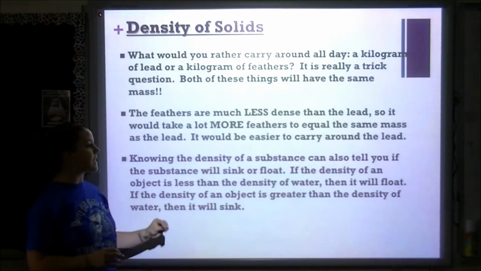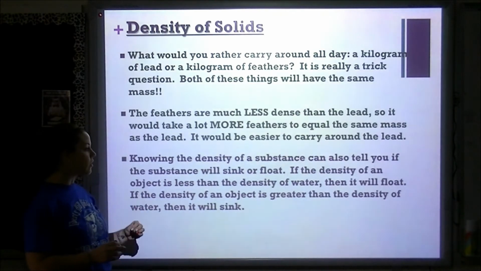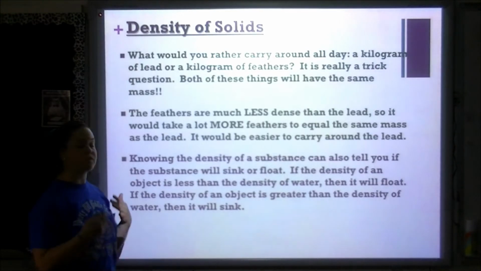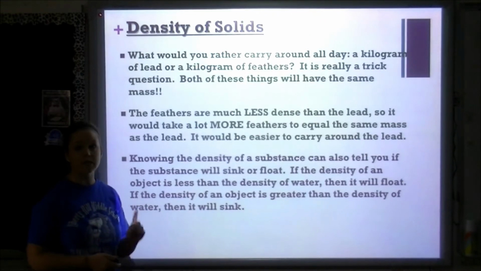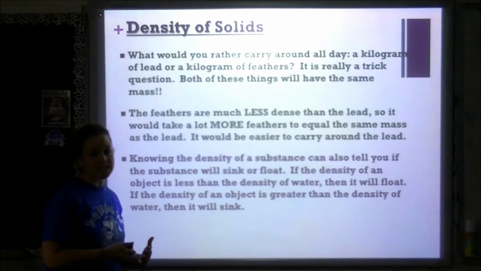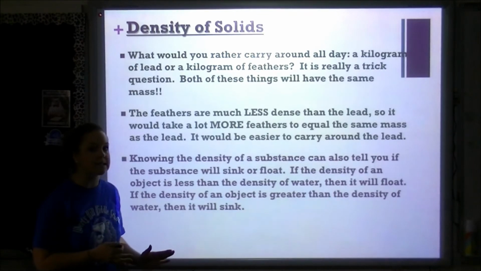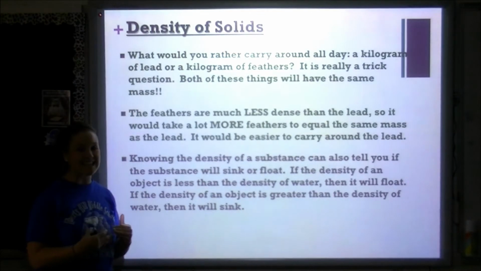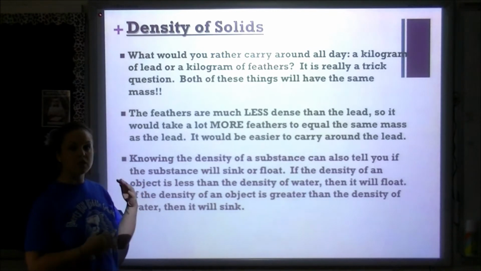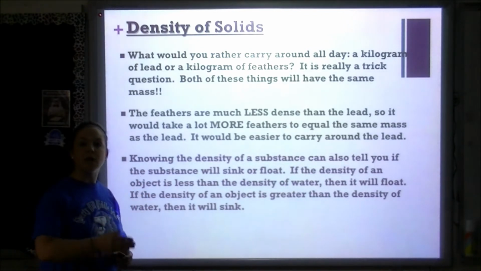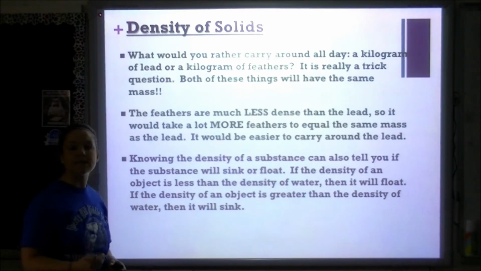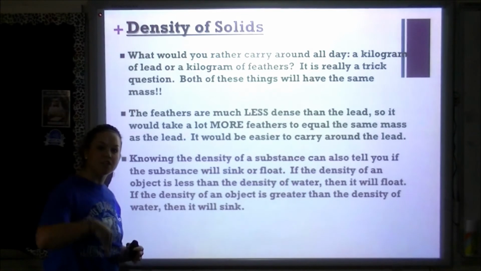So knowing the density of a substance can tell you if the substance will sink or float. Just a fun little fact, the density of water is 1. And if you have something that's less than 1, so let's go back to the oil and water example. Oil is less dense than water, so oil has to have a density less than 1 to float. If we had something that was greater than 1, let's say we put a rock in that water, a rock's density is probably going to be greater than 1, so it's actually going to sink.